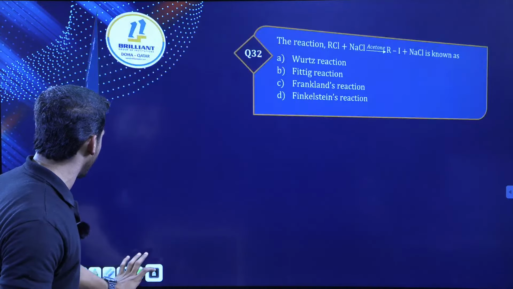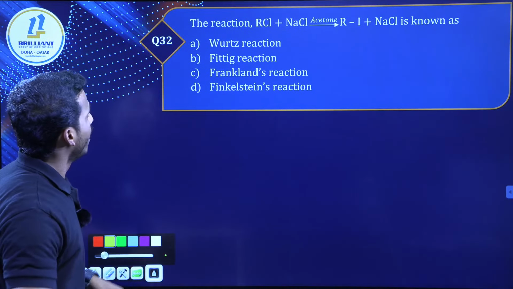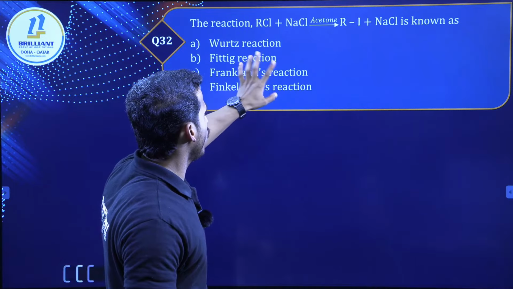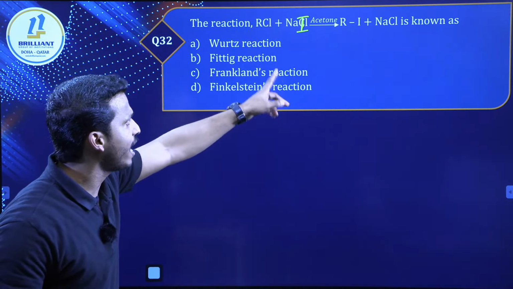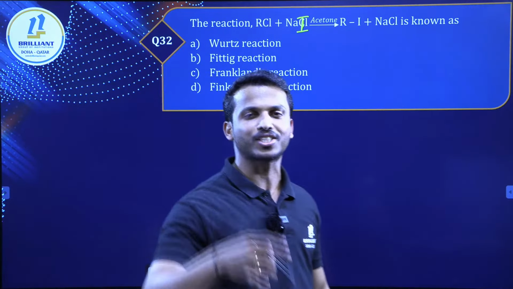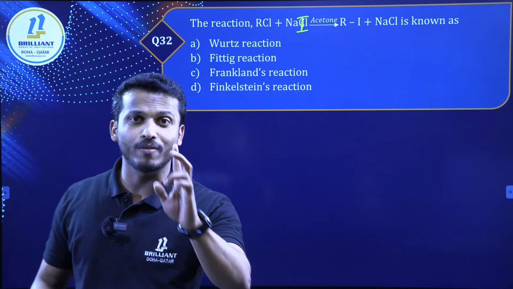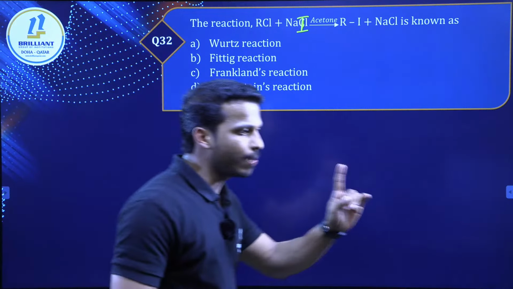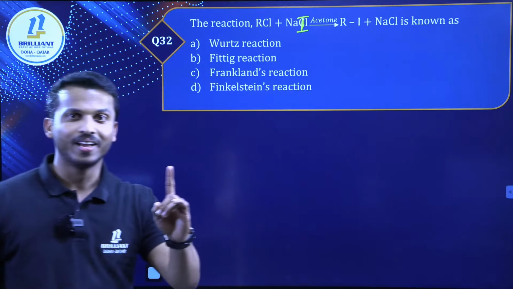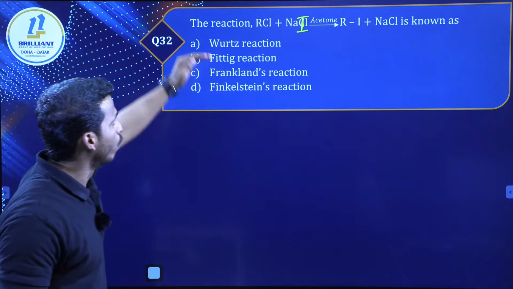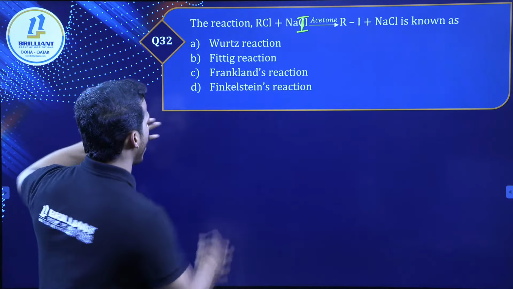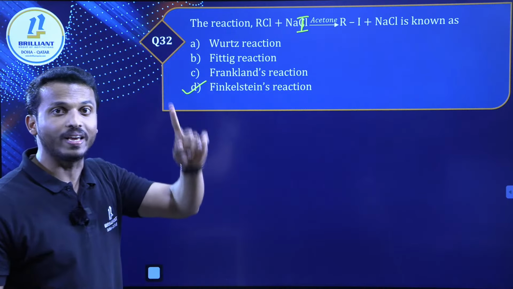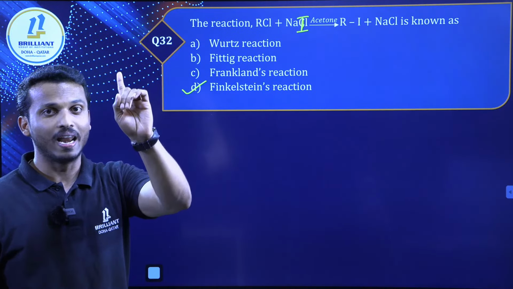And we are going for question number 32, the second last question. Reaction of RCl with sodium iodide will give RI and NaCl. We studied this before. What is this reaction called? A haloalkane treating with sodium iodide: Wurtz, Fittig, Finkelstein? Very good. Option D, Finkelstein's reaction. We studied the same one many times. Iodine exchange is called the Finkelstein reaction.